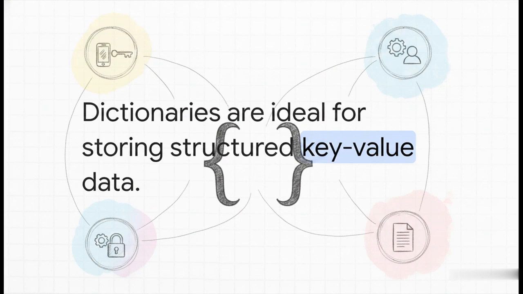So, the crucial point is this. Whenever you're faced with a dataset where pieces of information are logically linked together, like a word and its definition, an ID and a user profile, or a name and a phone number, dictionaries are simply the ideal and most computationally efficient choice for storing that structured key-value data. They offer speed, flexibility, and just incredibly intuitive data management.